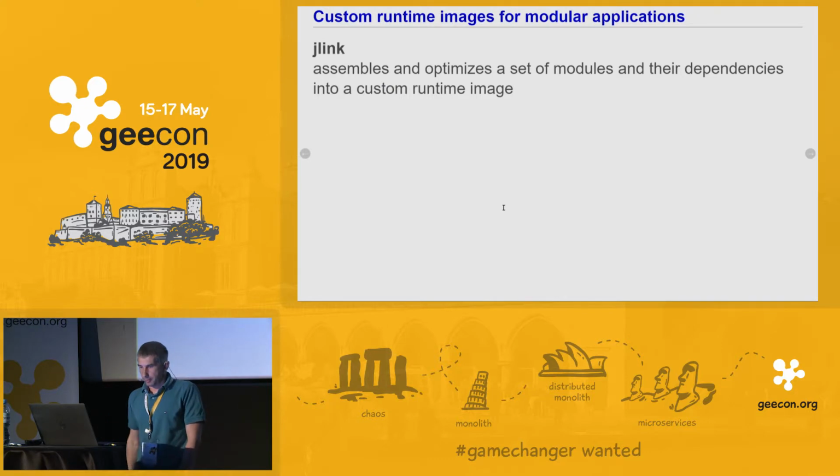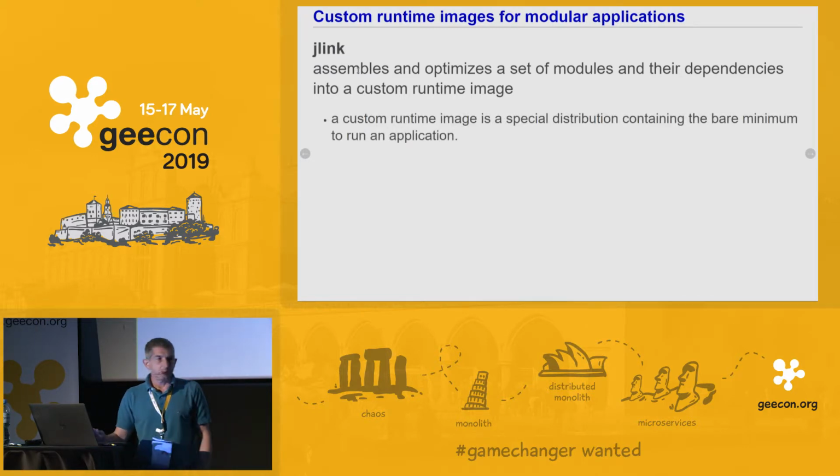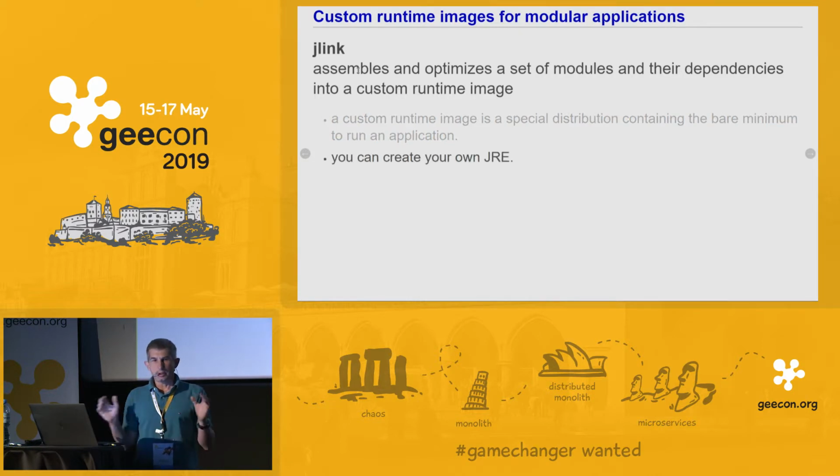Let's go to another use case. You may want to create a custom runtime image for your modular application, and you can do this using the jlink tool, which was introduced in Java 9. A custom runtime image is a distribution that contains only the modules required by your application. So it is a smaller distribution than one containing all the modules in the JDK. You can also create your own JRE, your own Java runtime environment, with only the modules you need.